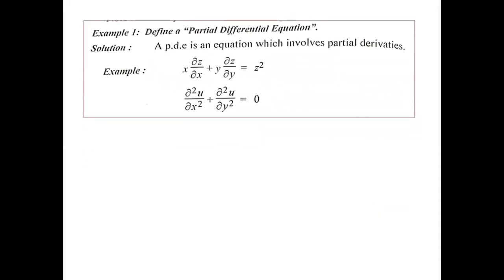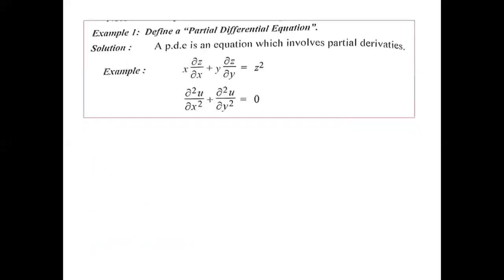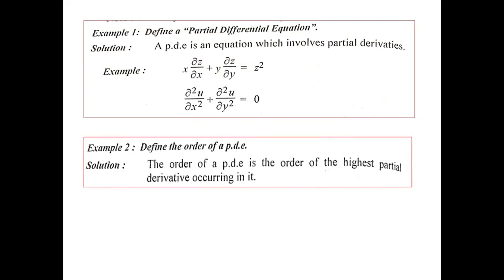Define a partial differential equation. A partial differential equation is an equation which involves partial derivatives. For example, x into dou Z by dou X plus y into dou Z by dou Y equal to Z square. In example 2, dou square U by dou X square plus dou square U by dou Y square equal to 0.